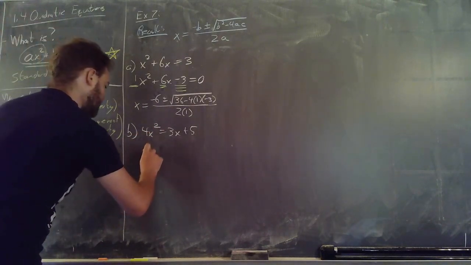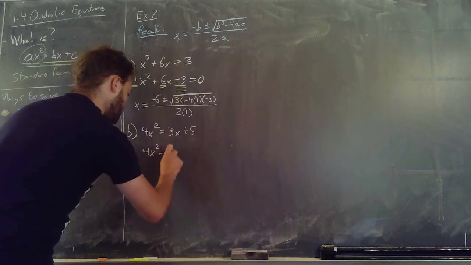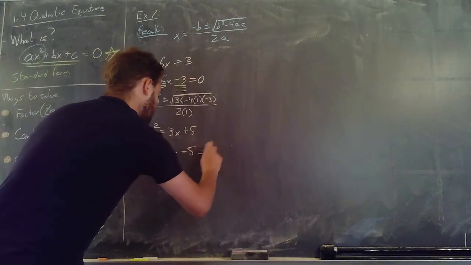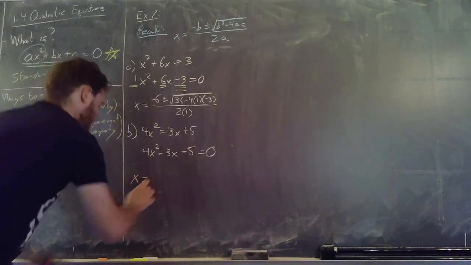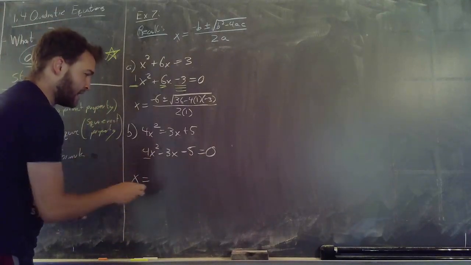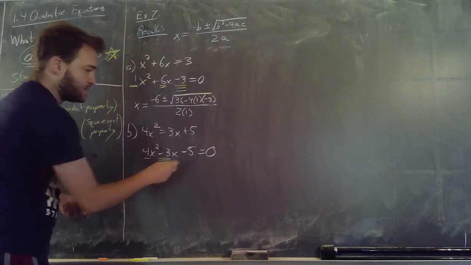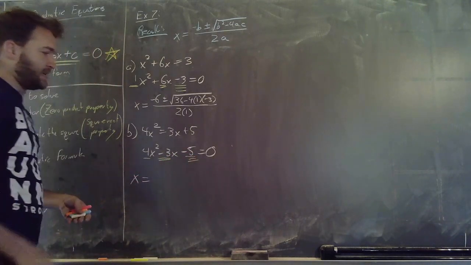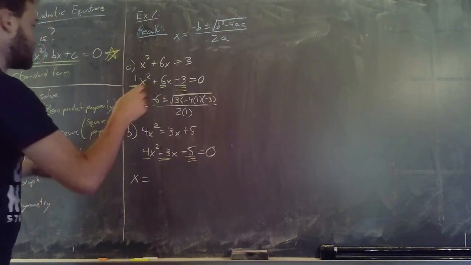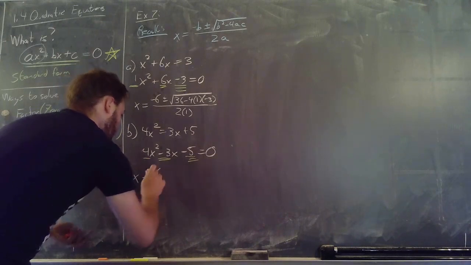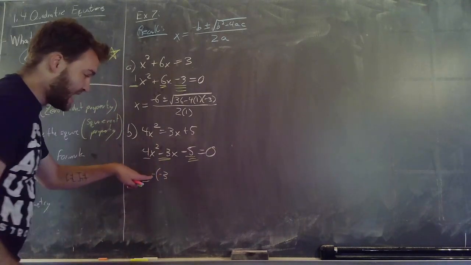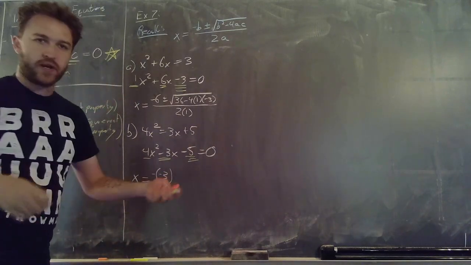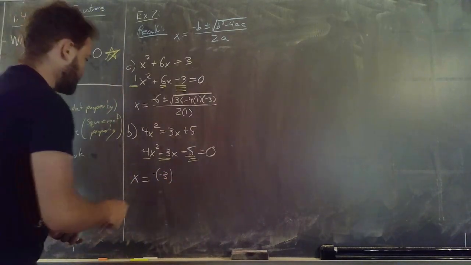So rewriting in standard form, 4x squared minus 3x minus 5 equals 0. Setting my quadratic formula up, where again this single underline is A, this double underline is B, and this triple underline is C. So I will have negative of B, and here we notice that we have negative 3, so you see I have negative 3.